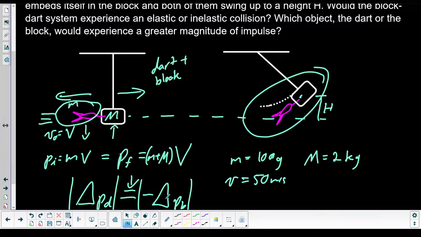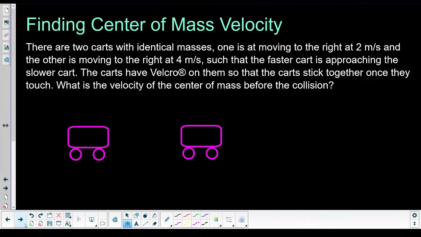Anyway, it's inelastic because they stick together. They're equal because momentum's conserved. Next slide. Okay. Let's talk about finding a center of mass velocity. This is kind of fun. So we have two carts of identical masses. So they're both mass m.